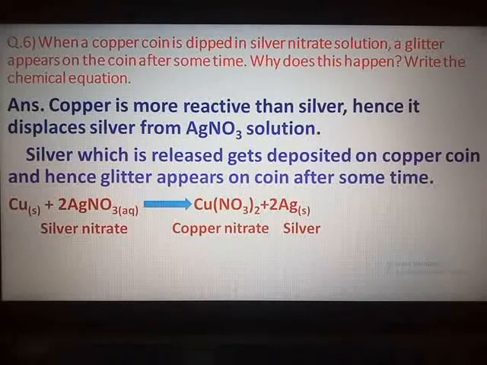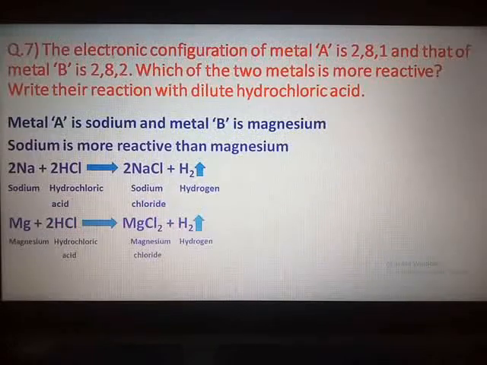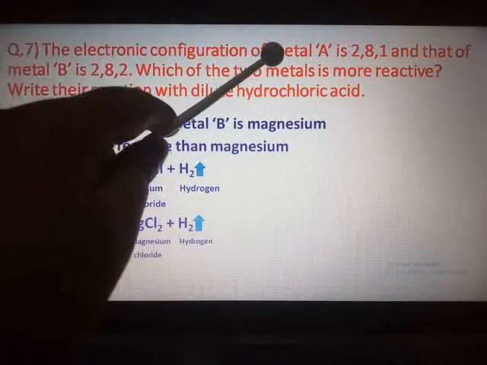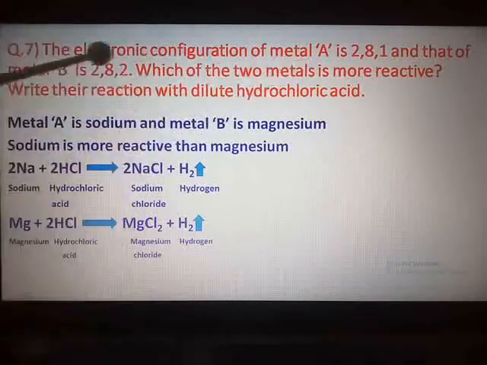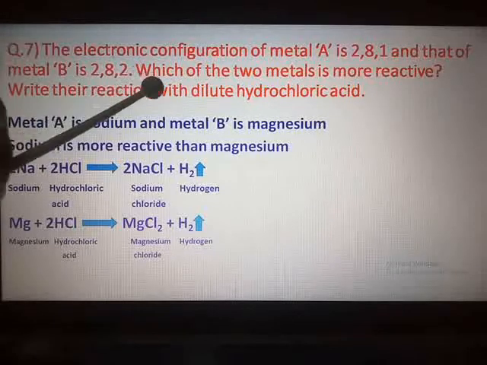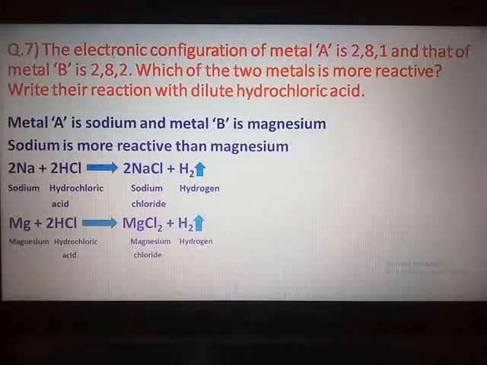Question number 7, also same thing. The electronic configuration of metal A is 2, 8, 1 and that of metal B is 2, 8, 2. Which of the two metals is more reactive? And write their reaction with dilute hydrochloric acid. They have not given the names of the metals, they have given the electronic configuration.